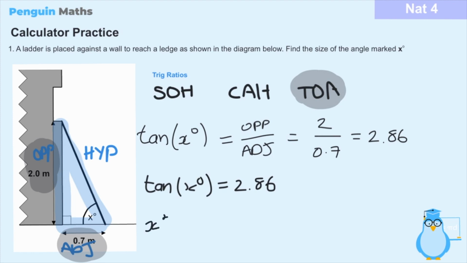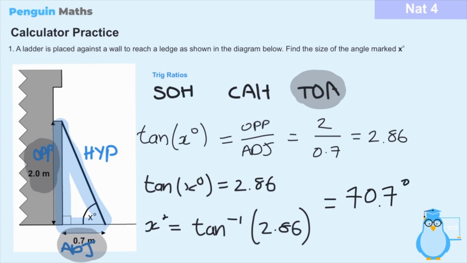We would have x degrees is equal to the inverse tan function, so it's written like that, so we have the tan to the power of -1 always, and that is of 2.86. And then finally, if we enter this into our calculator, we should get an answer of approximately 70.7 degrees. So that's going to be the angle that the ladder makes from the wall.